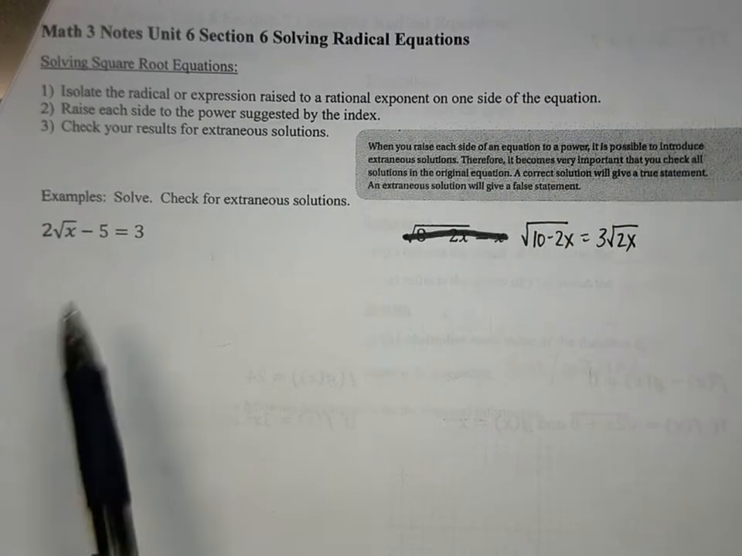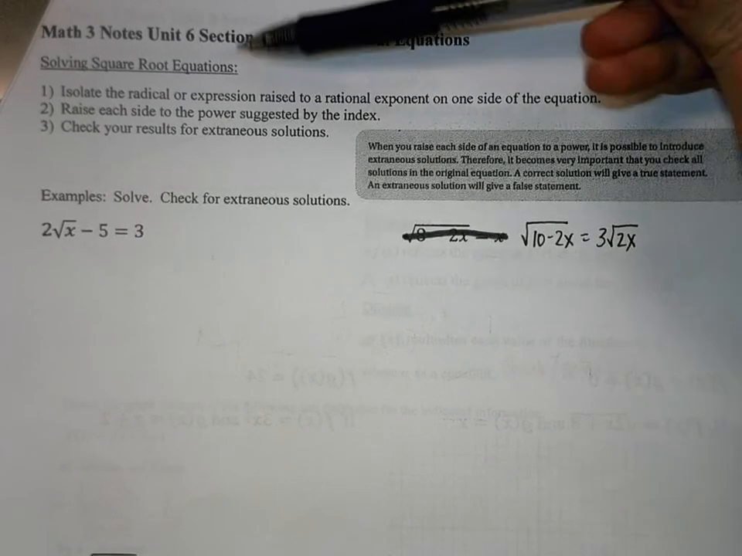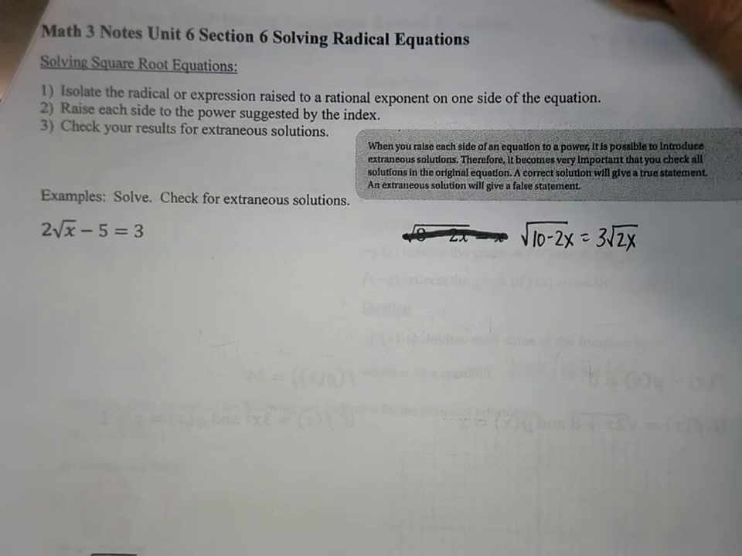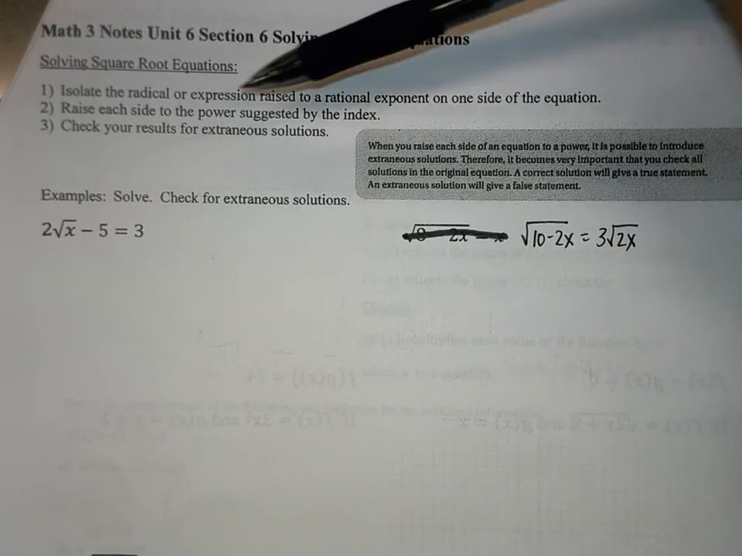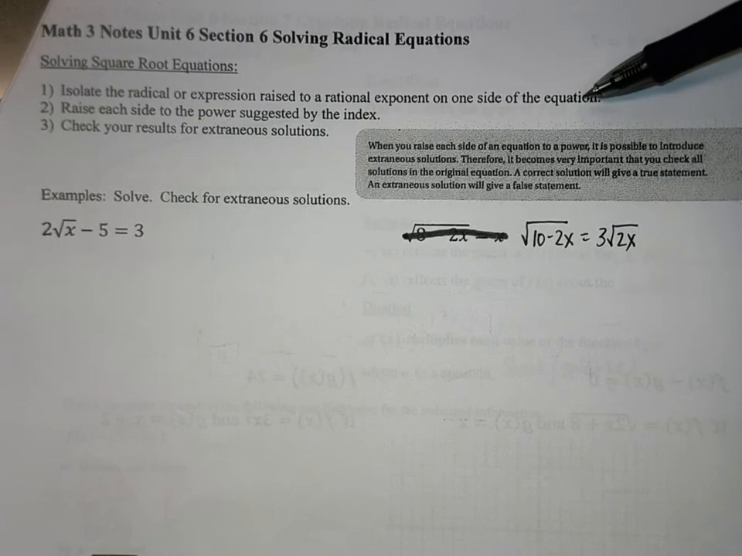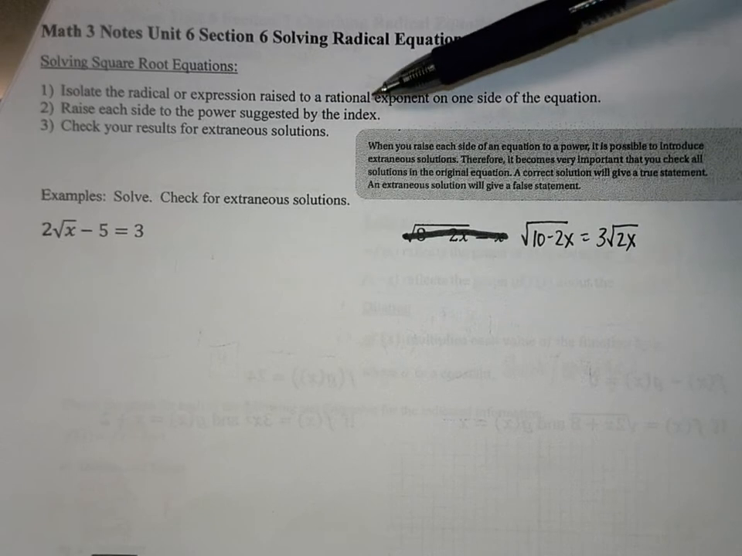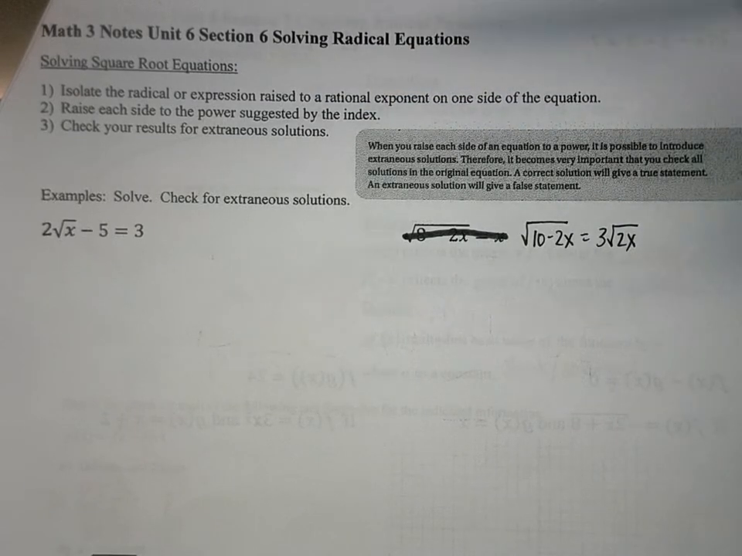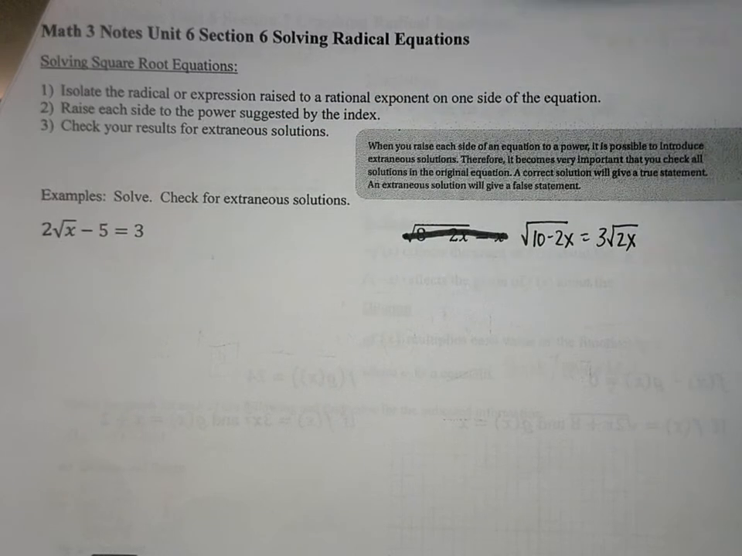Now here, if you notice, all of these have equal signs, and whenever there's an equal sign, we know that we can actually solve for a variable, okay? When we are doing that, there's a few steps that have been written here for you. You want to try your best to isolate the radical or expression raised to a rational exponent on one side of the equation. Once you do that, you raise each side to the power suggested by the index so that it eliminates that root. And then you always need to check for extraneous solutions.